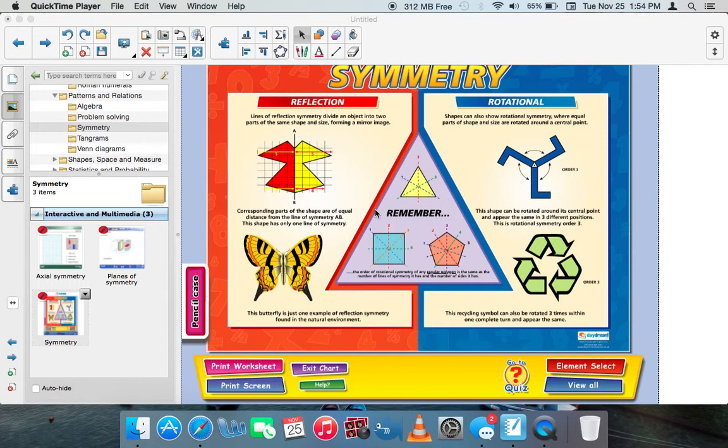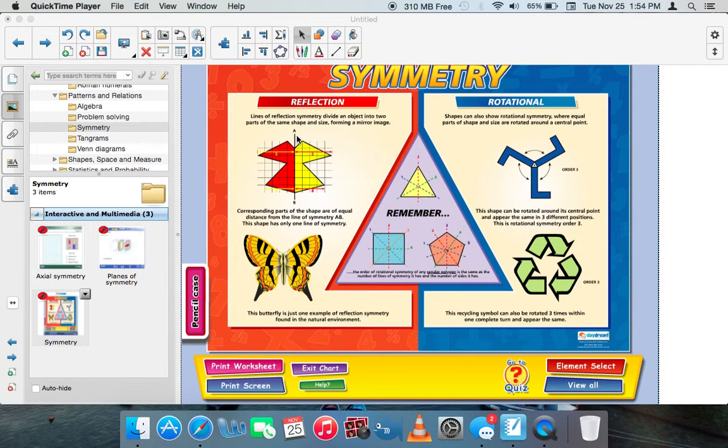So there are two types of symmetry, reflection symmetry and rotational symmetry. Reflection symmetry is when you divide an object into two parts of the same shape and size, forming a mirror image. So you would divide an image right down the middle, horizontally or vertically, forming a mirror image.